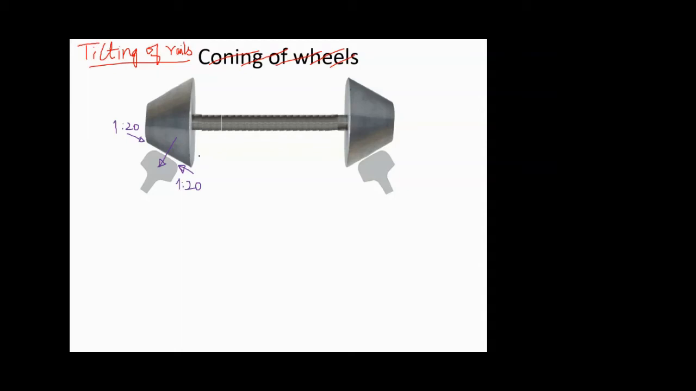Now comes the part where you need to give the flange. Here in this picture, you can see there is only the tread of the wheel. Nowhere can you see the flange. Now why do you require a flange?